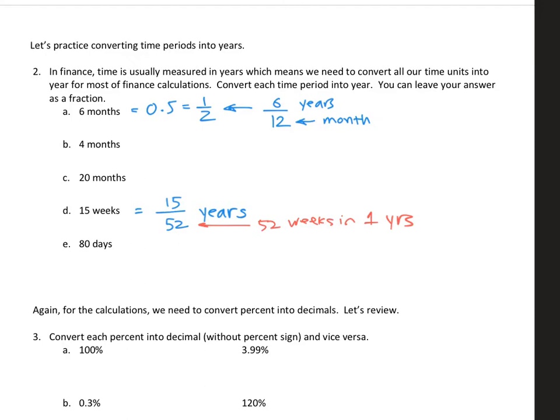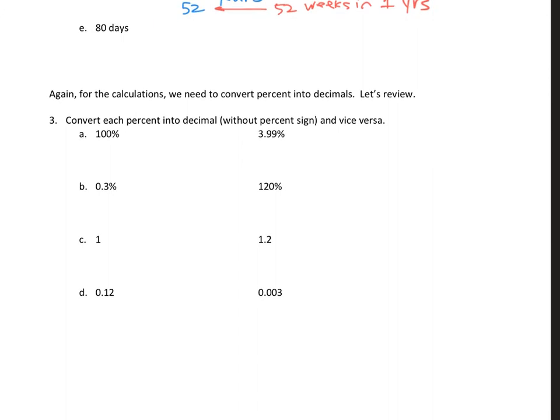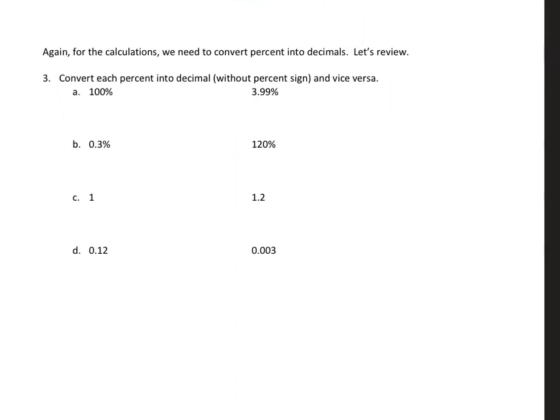Okay, if you're done with number 2, let's look at number 3. Here we'll do a little bit more exercise with converting decimal into percent and percent into decimal. So this is for interest rate, because interest rate is given, it's going to be coming in percent. So for calculation, we have to convert interest rate into decimal. So the easiest one is, let's look at the first one, 100%. Yes, it's just 1. It's kind of easy to remember.